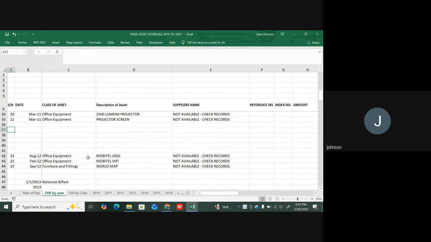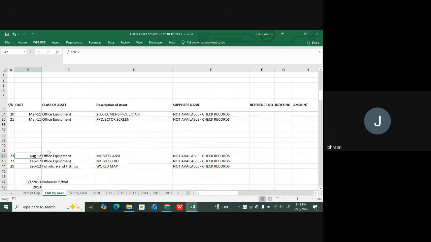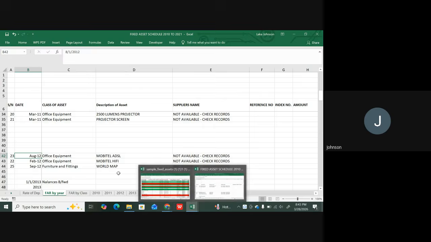Let's just check. This is the office building now. Office building, everything is going to be 10%. So this was purchased in 2012. So discover that we are showing it based on year by year. So the first year that we have is 2010. The second year that we have is, so let me now go to how we need to make use of that information. So all this information that we have.